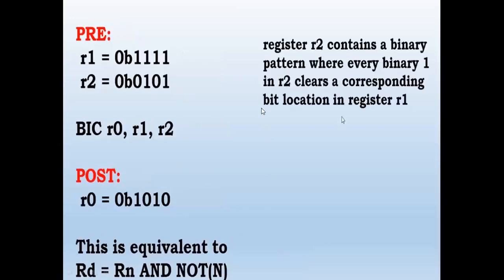One thing you have to remember: register R2 contains a binary pattern where every binary 1 in R2 clears the corresponding bit location in register R1. So here a binary 1 is there, no? If a binary 1 is there, it will clear the corresponding bit in R1. If a binary 0 is there, it will not change the bit in R1. So this is one of the important instructions in the logical instructions.